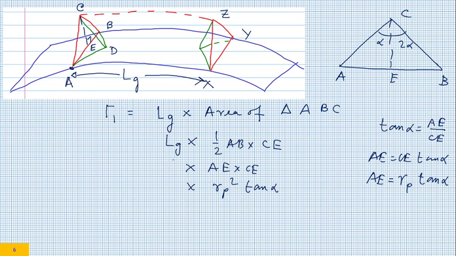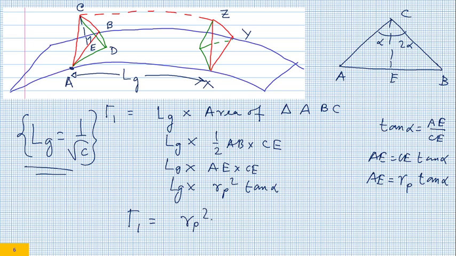This I am keeping as LG, and I am reminding you that LG is nothing but 1 upon C. This was discussed in the previous class. I am not discussing it once again. So one part of our task is done. This is equal to RP square tan alpha into LG. If you do a dimensional analysis, this is millimeter square, this is millimeter, so this is millimeter cube. It is matching as far as our derivation is concerned.